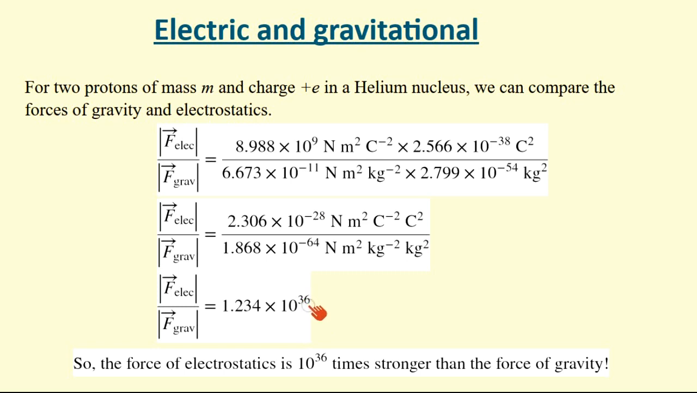So the conclusion is that the force of electrostatics is 10 to the 36, which is a huge number, times stronger than the force of gravity. So in terms of a nucleus, electrostatics wins every time, because the so-called gravitational constant is an incredibly small number and actually very difficult to measure.